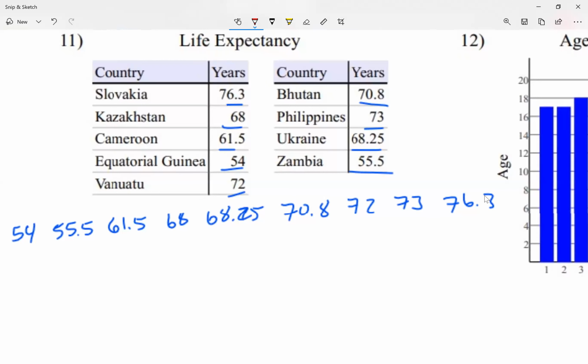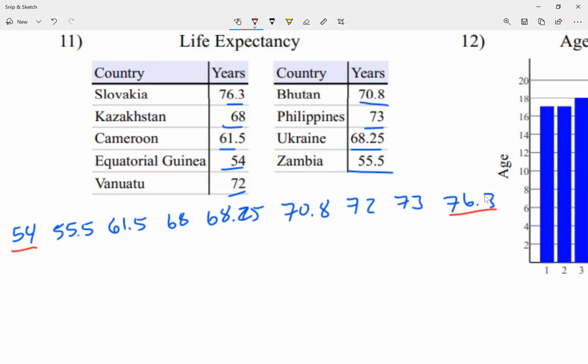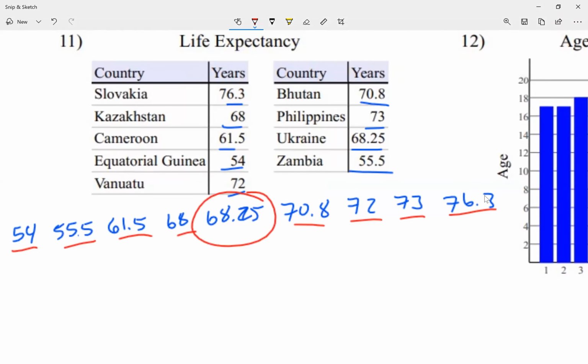Now let me find the median. I need to find the number in the center. So let me see if I cancel the smallest number with the largest number. I cancel those out, and then I cancel them again and again and again. Cool. So that's my median, 68.25. Now the median separates into lower half and upper half.